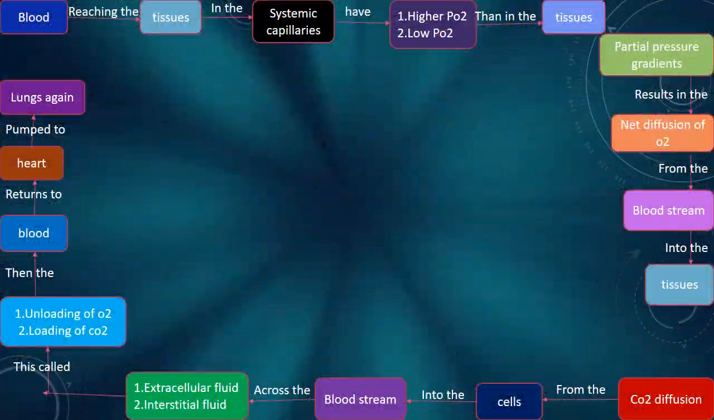Blood reaching the tissues in the systemic capillaries has a higher PO2 and lower PCO2 than the tissues. Partial pressure gradients result in the net diffusion of O2 from the bloodstream into the tissues, and CO2 diffuses from the cells into the bloodstream across the interstitial fluid. This is called unloading of O2 and loading of CO2. Then the blood returns to the heart and is pumped to the lungs again.